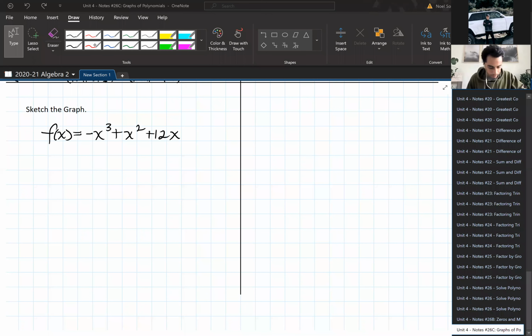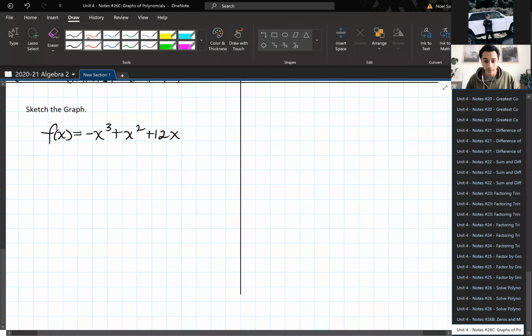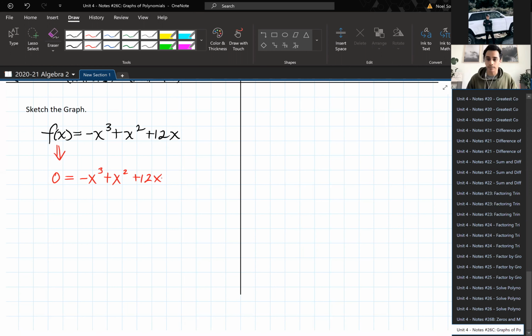Okay, so last one here, sketch the graph, right? We know what to do, need to find the zeros. So we have 0 is equal to negative x to the third plus x squared plus 12x. All right, what do we know we need to do in order to break this down? What's our next step? GCF, that's right. There you go, negative x, I like that.